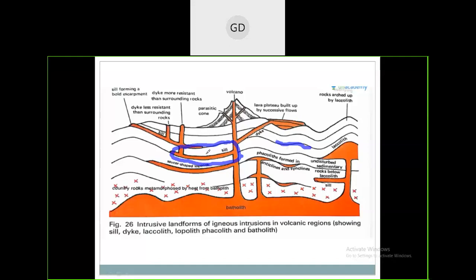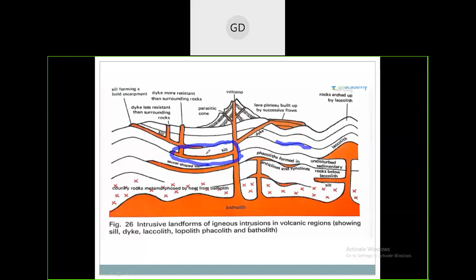Here, the magma is taking place along the bedding plane, or between the bedding planes. That means when a volcano erupts, only some part of the magma is able to come out of the surface of the earth. All the magma is unable to come out, so some form igneous rocks below the earth surface. Different forms are happening below the earth surface.